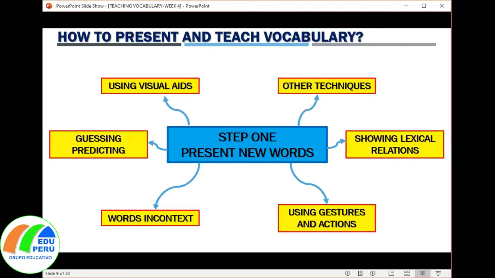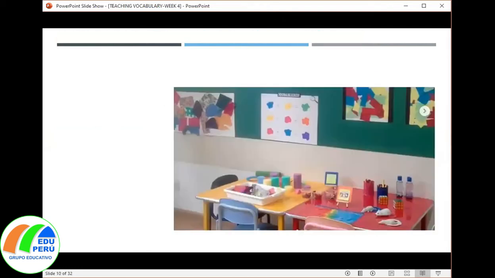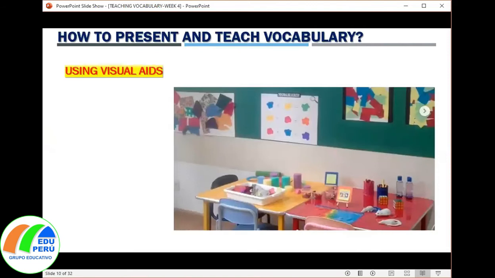For example, we have the other one that is also used, no? That is translation, or writing definitions. No? So here you have this one. So let's start with the first one, using visual aids. As you can see here, we have different visual aids.